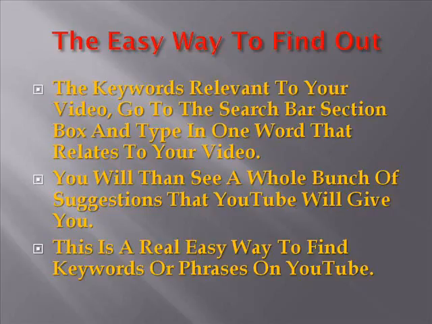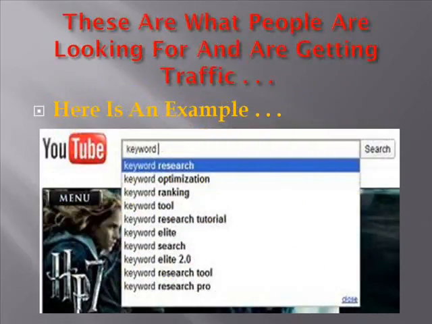The easy way to find out the keywords relevant to your video is to go into the search bar at the top and type in one word that relates to your video. You will then see a whole bunch of suggestions that Google and YouTube will give you as possibilities and phrases as well. This is a real easy way to find keywords or phrases for your YouTube.